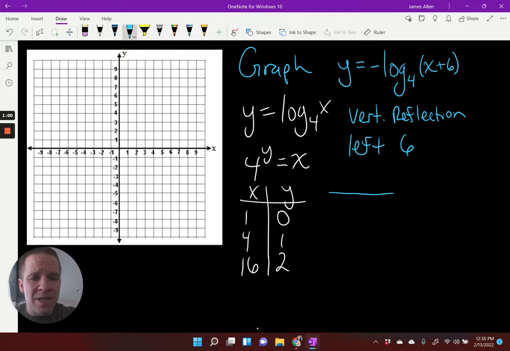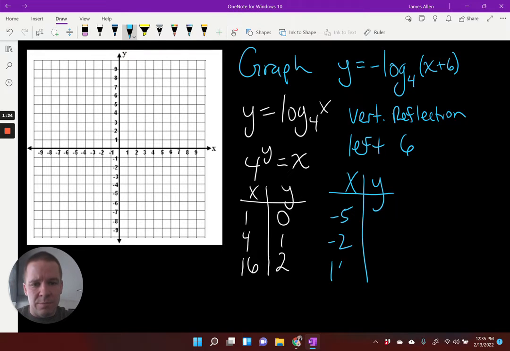Cool. Let's get our t-chart going, because I think t-charts are helpful. You can always just go for it and plot it, but I'm going to write them down, okay? So if I'm going to the left 6, that's subtracting 6, right? I know on the equation it's x plus 6, but we got to think opposite with these transformations. So this is going to be negative 5, and then if we subtract 6, we're going to get negative 2, right? And then 16, we get 10. All right, so we're set on our x values.